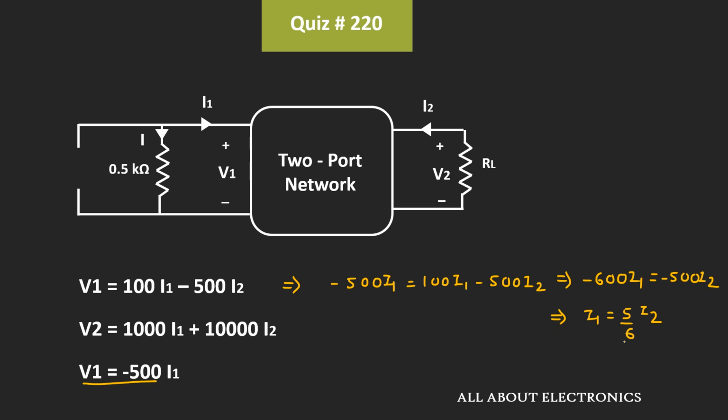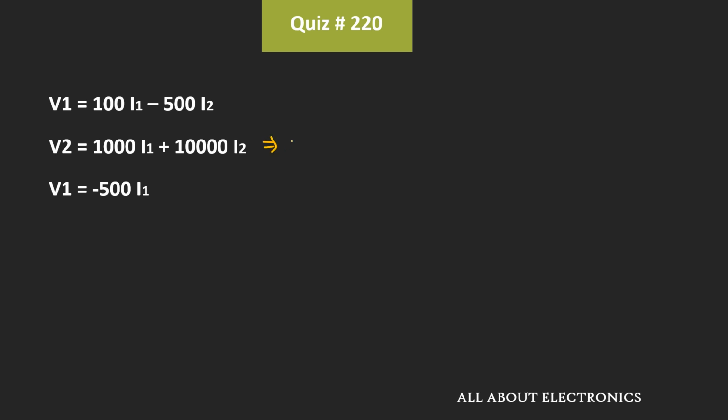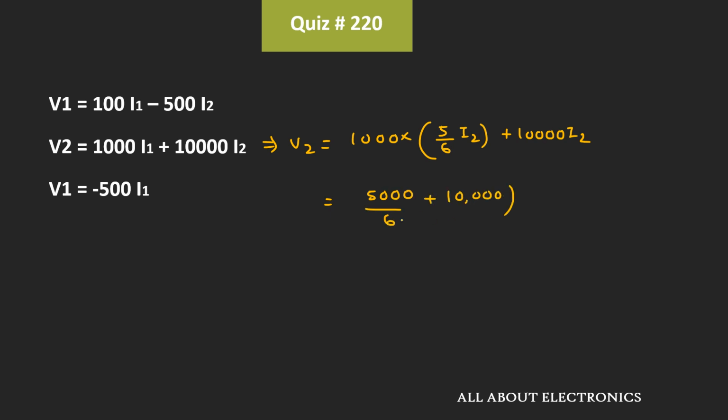So now let us put the value of current I1 in the second expression. That means voltage V2 is equal to 1000 times 5 by 6 times I2 plus 10,000 times I2. That is equal to 5000 divided by 6 plus 10,000 times I2. Or in other words, V2 divided by I2 is equal to 10.833 kilo ohm. So this is nothing but the Thevenin's equivalent resistance.